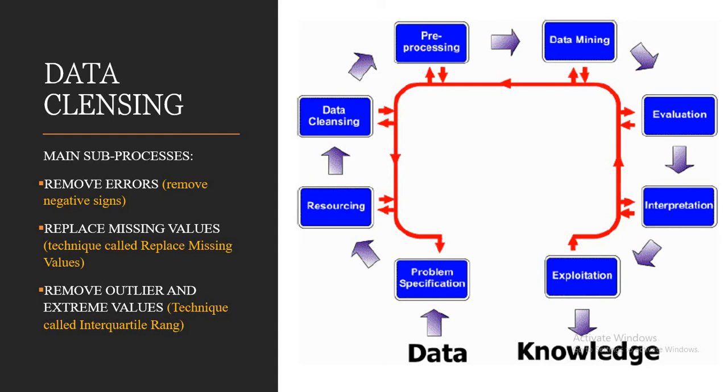The third sub-process is removing the outliers and extreme values. Weka also has a technique called interquartile range. It removes all the outliers and extreme values from the dataset. So this is what data cleansing is about.